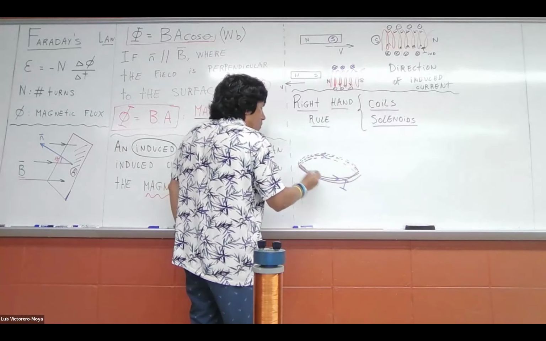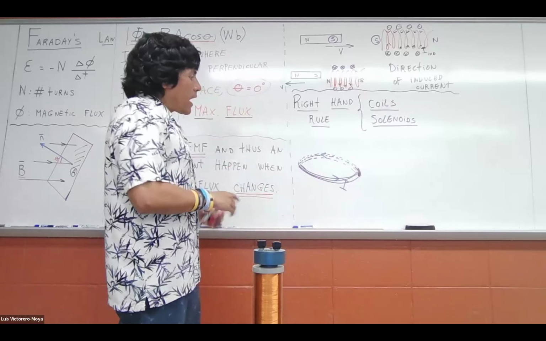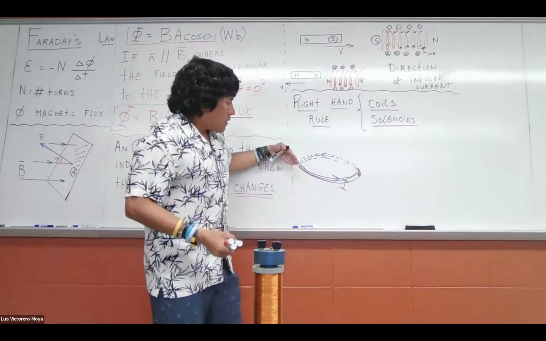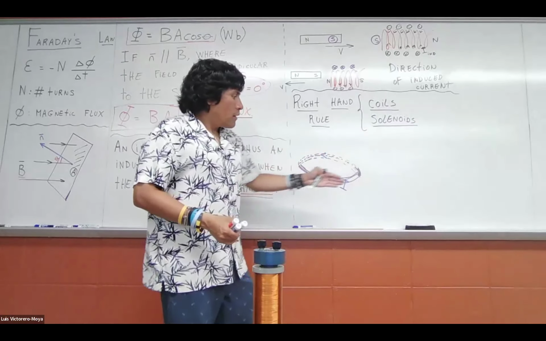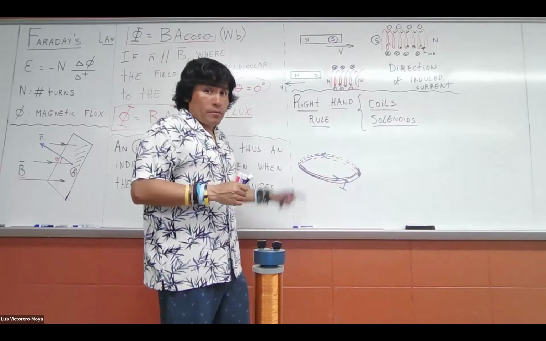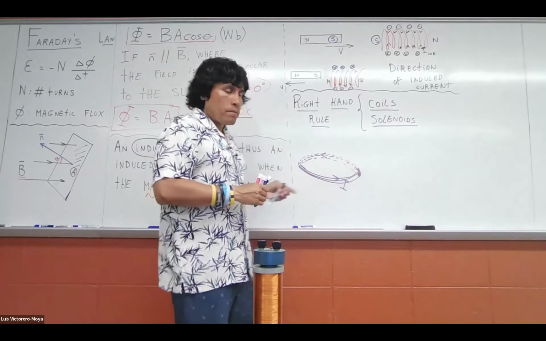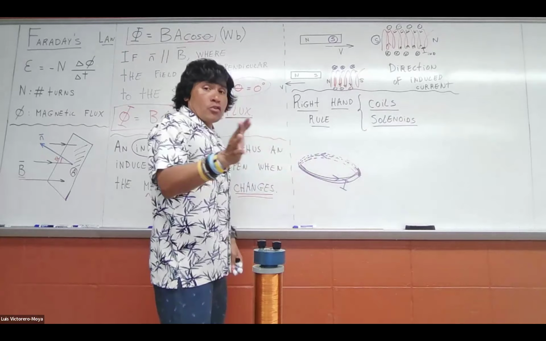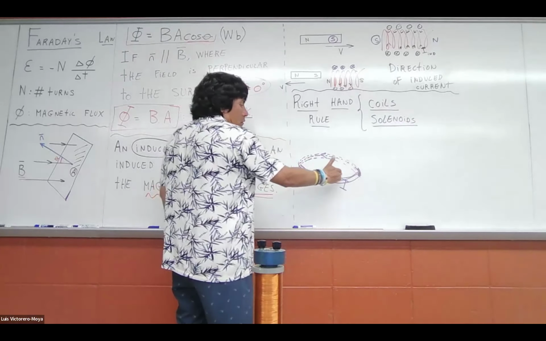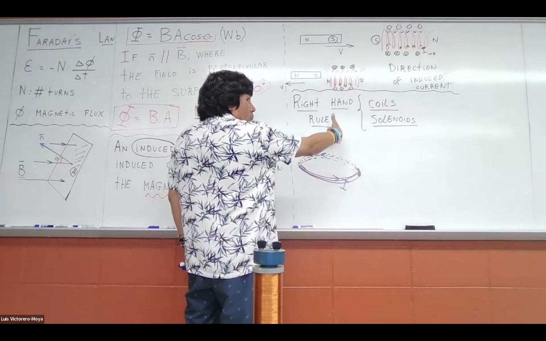So if the current is going, you have to think in this like it's going like this towards the wall, okay? The current is going like this. Counterclockwise. All right, like this. I want to use my 4 fingers and I want to trace the current. My thumb points upwards, right?